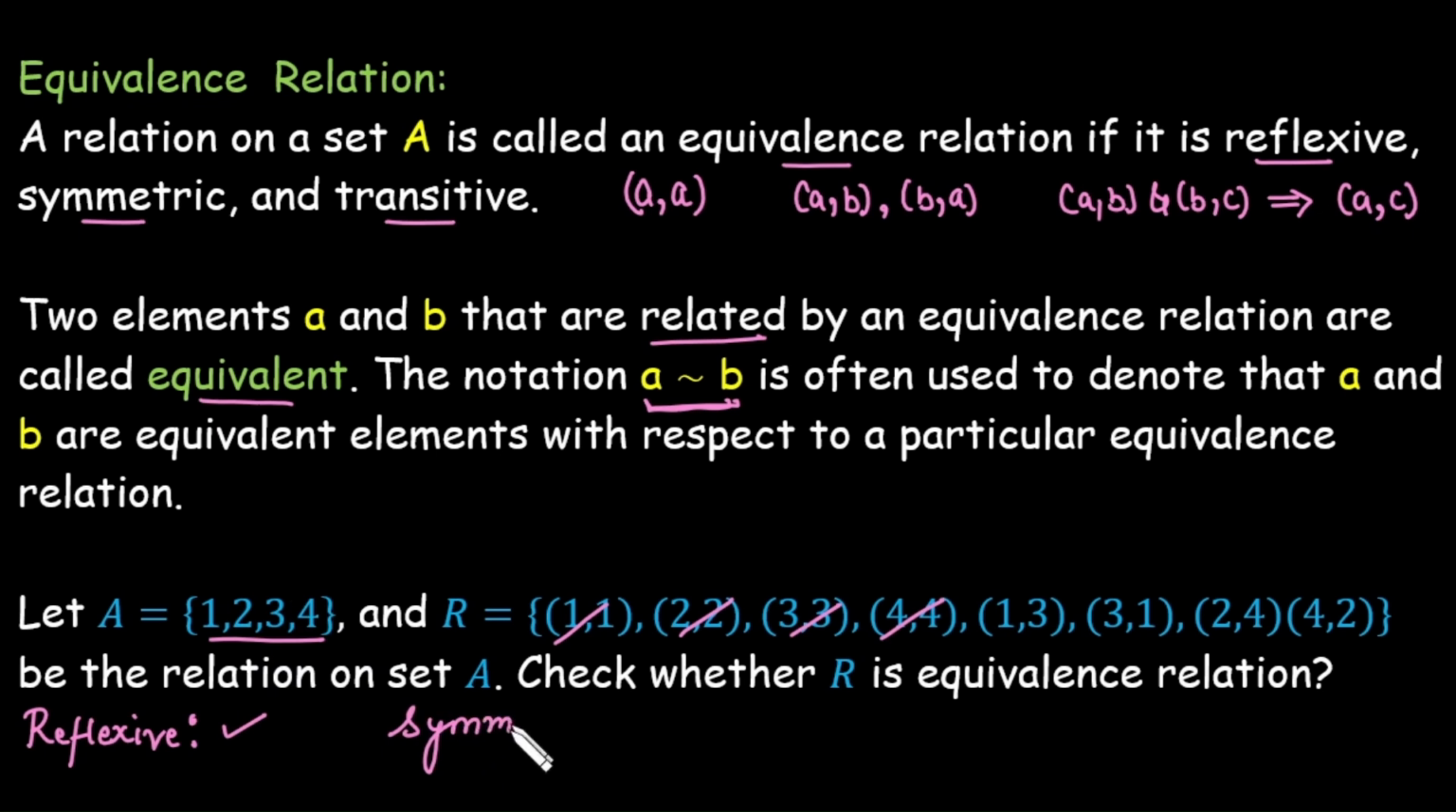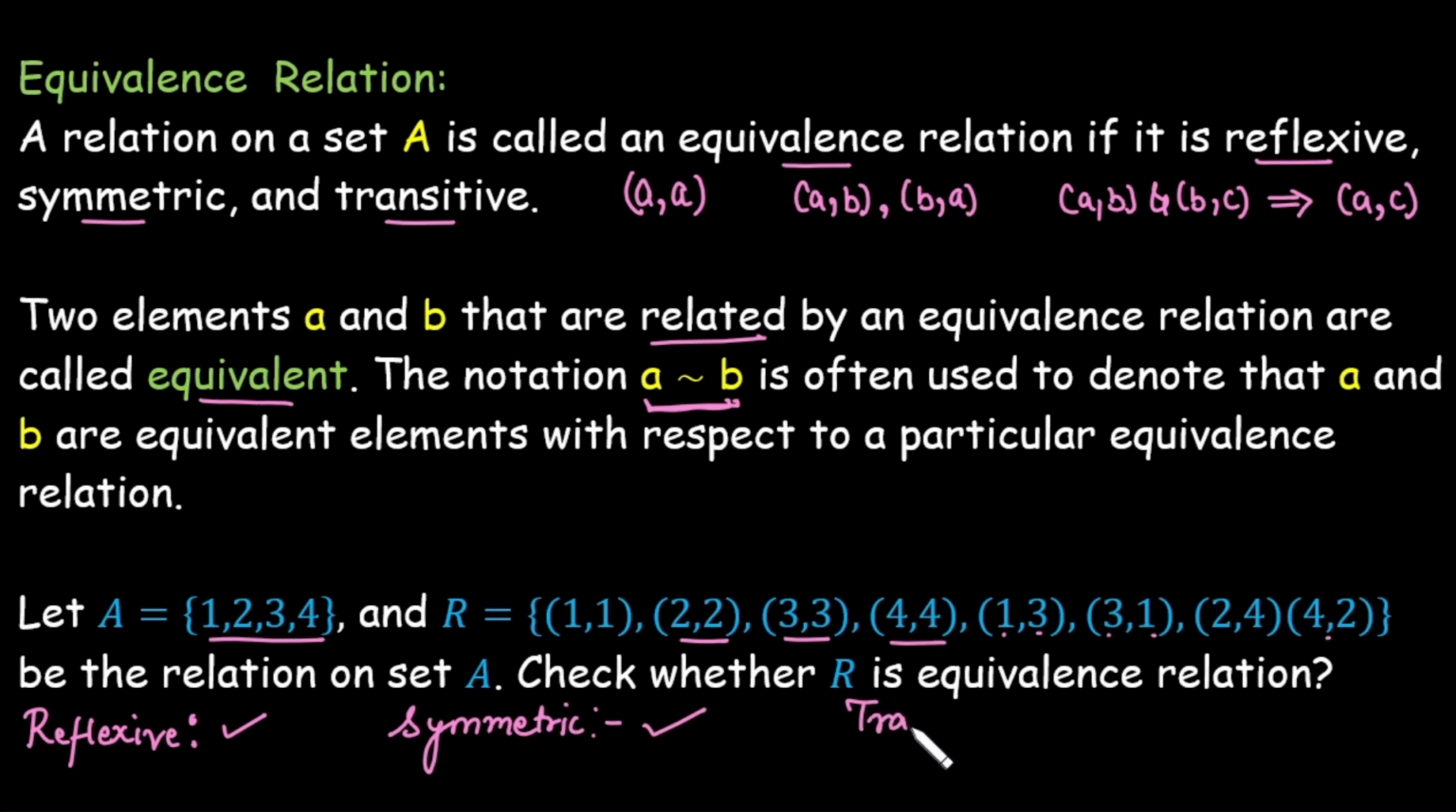Now for the symmetric, means if any ordered pair is there, the reverse ordered pair must be there. For these ordered pairs, each reverses itself. Even in this case, it reverses itself, it reverses itself, it reverses itself. So there is no need to check for this one. Now check for this. 1 is related with 3, 3 is related with 1. It means the reverse ordered pair is there. 2 is related with 4 and here 4 is related with 2, means the reverse ordered pair is there. So hence it is symmetric.